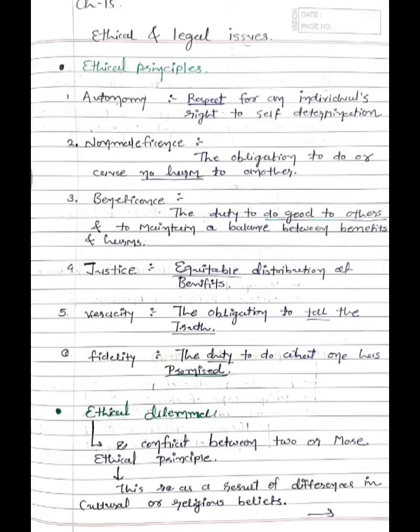Ethical and legal issues. Ethical principle: autonomy means respect for an individual's right to self-determination, that means the patient has the autonomy to refuse or to get the treatment. The second one is non-maleficence, the obligation to do or cause no harm to another. Remember, non-maleficence means no harm to another. We are bound by responsibilities, so we are not allowed to harm the patient, and that is termed non-maleficence.